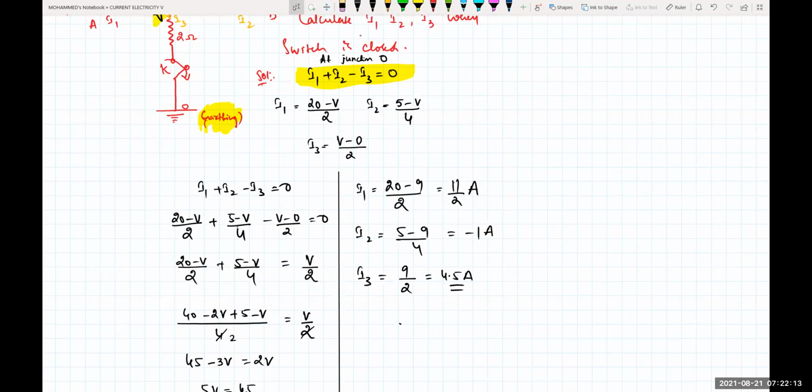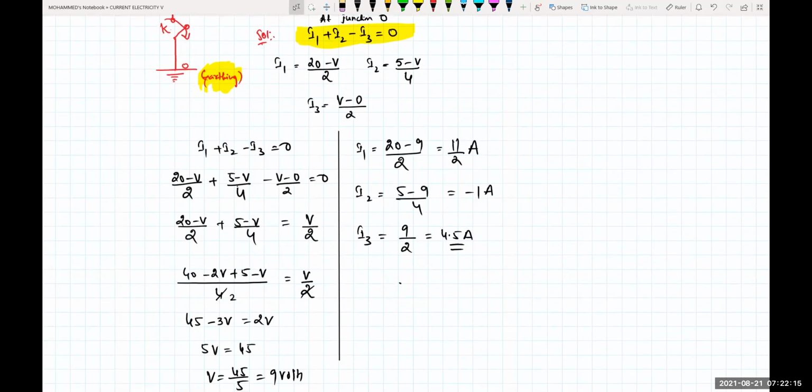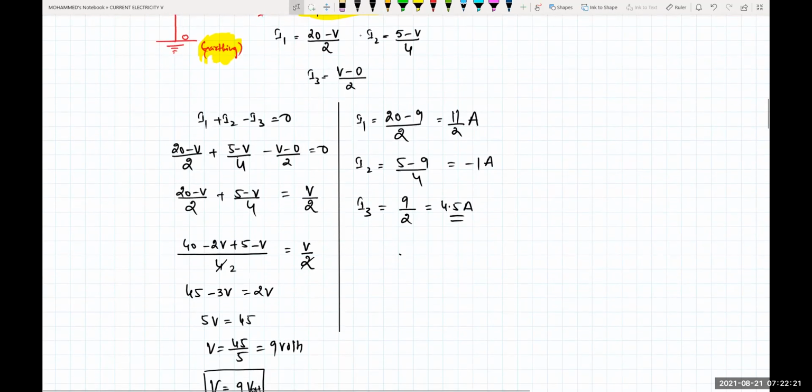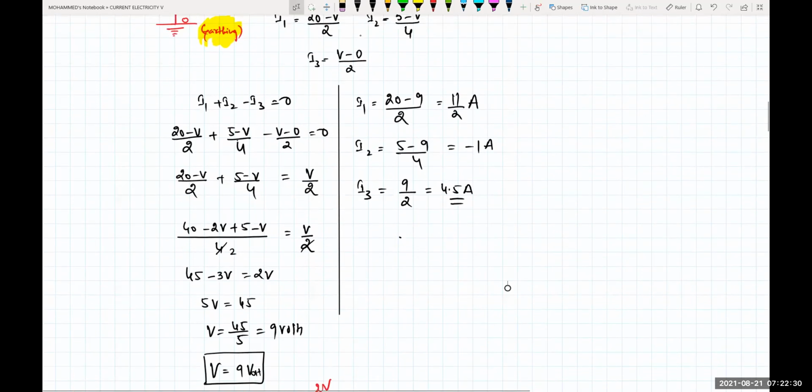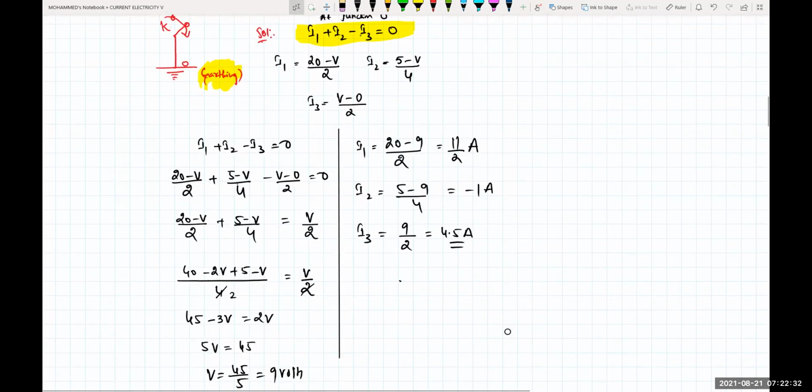So the minus term, I'm taking to the other side. So it is 20 minus V divided by 2 plus 5 minus V divided by 4 is equals to V by 2. Just taking the LCM and simplifying it, I got the potential. How much did I get? 9 volts, isn't it? I hope you can do that calculation part. So the potential is equals to 9 volts. From that, I can calculate the values of I1, I2, and I3.